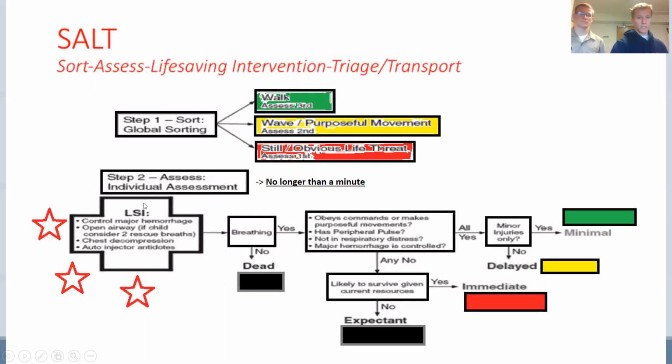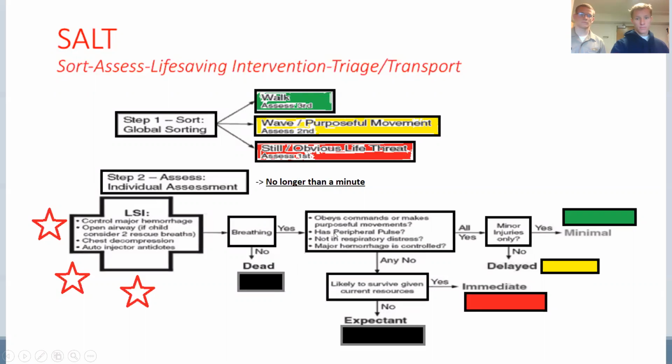For LSI, we have life-saving interventions. The big thing here is controlling major hemorrhaging. This is your tourniquets. We have tourniquets on scene, and you'll stop the bleeding for an arterial bleed, and then get them out and treat them as soon as possible. Next up, we have breathing. If they're not breathing, they're dead.